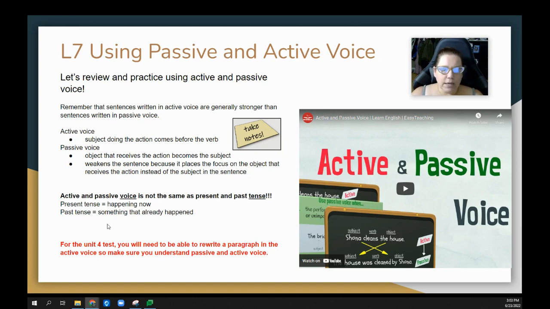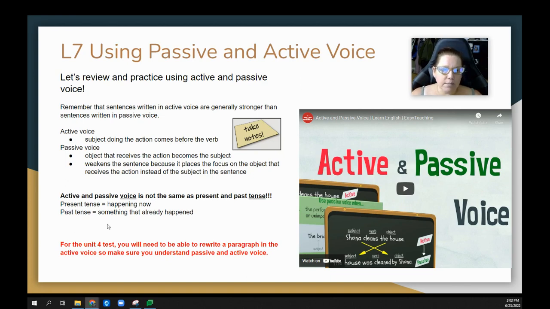Remember that sentences written in active voice are usually a lot stronger than passive voice, but there are times when you should use passive voice. So remember, active voice is when the subject that is doing the action comes first in the sentence before the verb. And then passive voice is when the object that's receiving the action comes first in the sentence and the subject comes at the end of the sentence. Now that weakens the sentence because it places the focus on the object that's receiving the action rather than the subject that is actually performing that action.